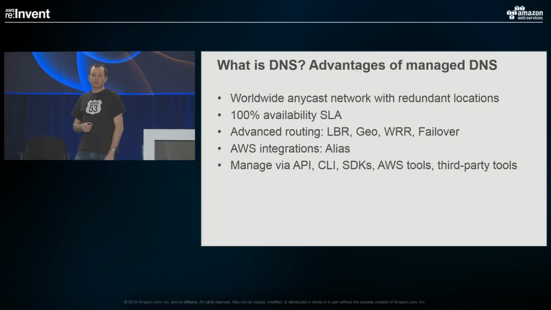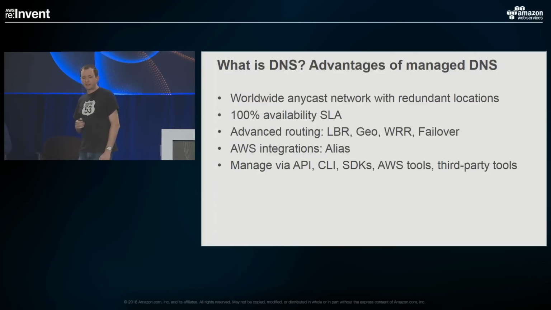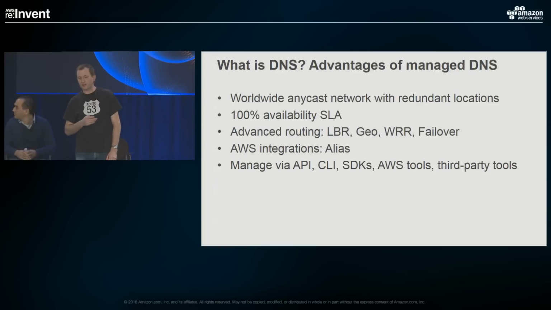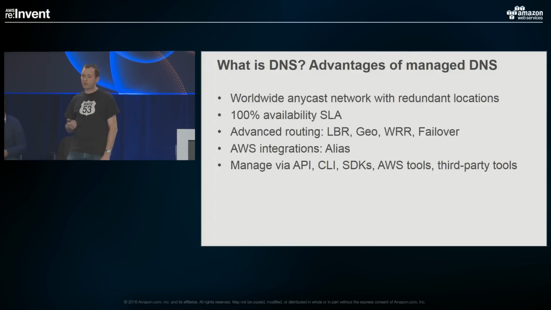Route 53 provides some integrations with AWS services that makes it easier to route traffic to things like elastic load balancing, CloudFront distributions, S3 website, elastic beanstalk environments as well. We'll talk about that later. And lastly, it's easy to manage. You can use the web console, but there's also full support of managing anything in Route 53 via the API, command line tools, SDKs, as well as a robust set of third-party tools.